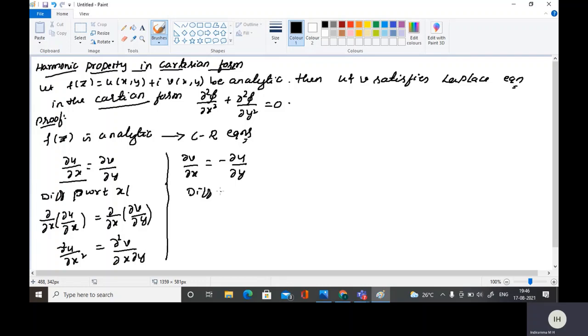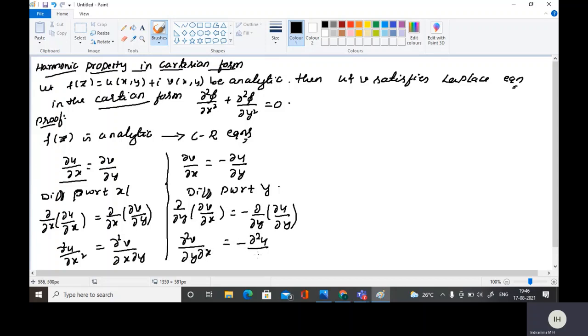Next, come to here. Differentiate this partially with respect to y. So dou by dou y of dou v by dou x is equal to minus dou by dou y of dou u by dou y. So that is dou square v by dou y dou x is equal to minus dou square u by dou y square. You can see equations 1 and 2.